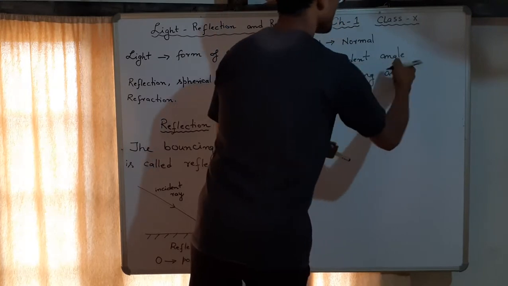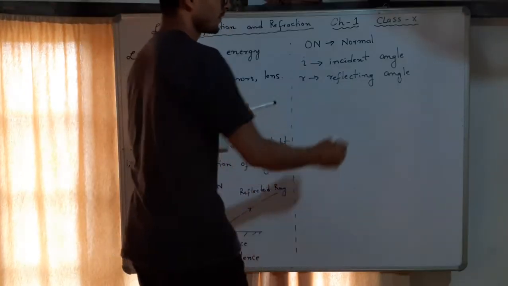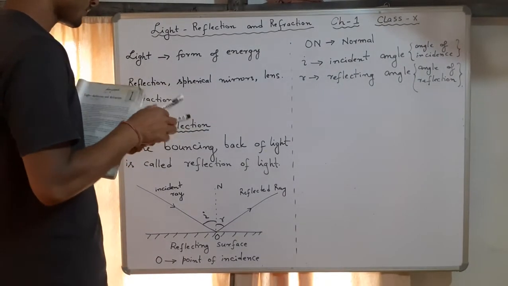Reflecting angle. We also write angle of incidence. This can be written as angle of incidence, and this can be written as angle of reflection. It is more appropriate to write it like this. Okay, so these are the two things. You almost know all the things now.